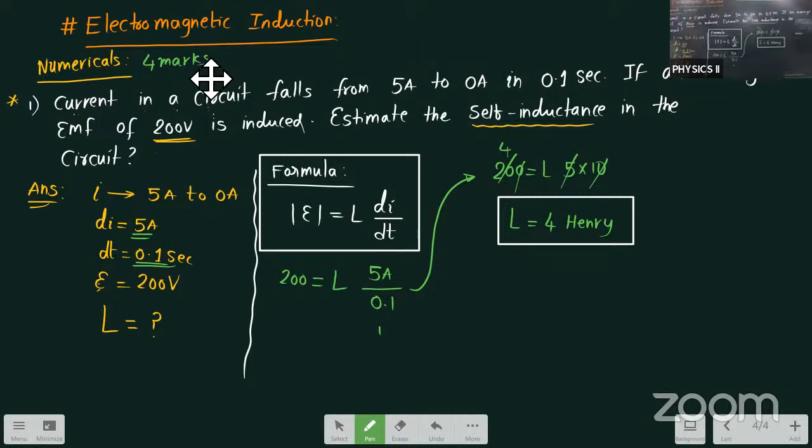See here, what we did: in the question, current is changing from 5 ampere to 0 ampere in 0.1 second, and 200 volt of EMF is induced. He is asking you to calculate the self-inductance. First of all, write down the given quantities, for which you get a mark. For writing the formula, you get a mark. For the calculation, you get a mark. And finally, for writing the answer including the unit, you get a mark. So this is the first important numerical from this electromagnetic induction chapter. I hope everyone has copied this so that I can move on to another numerical.